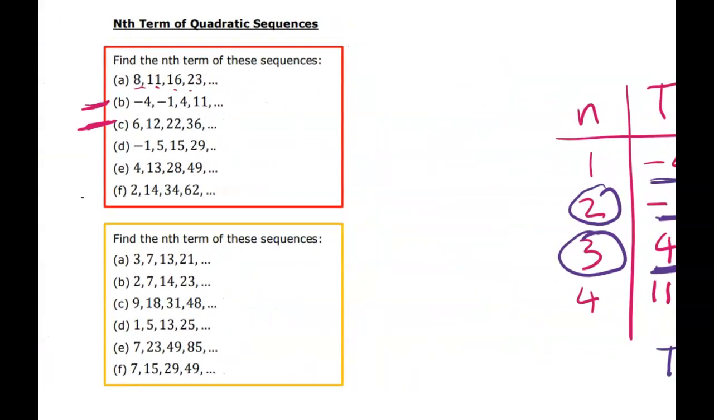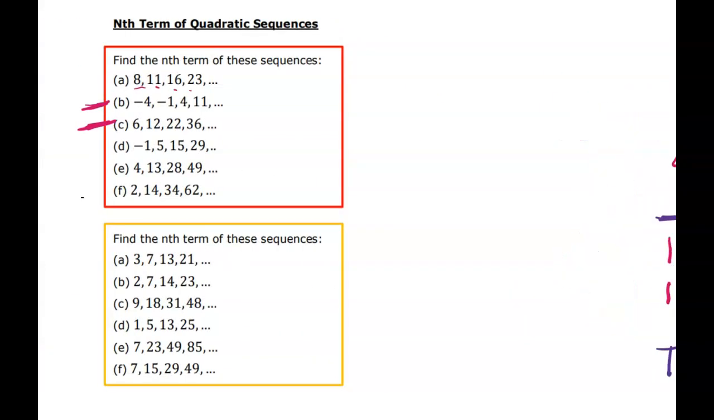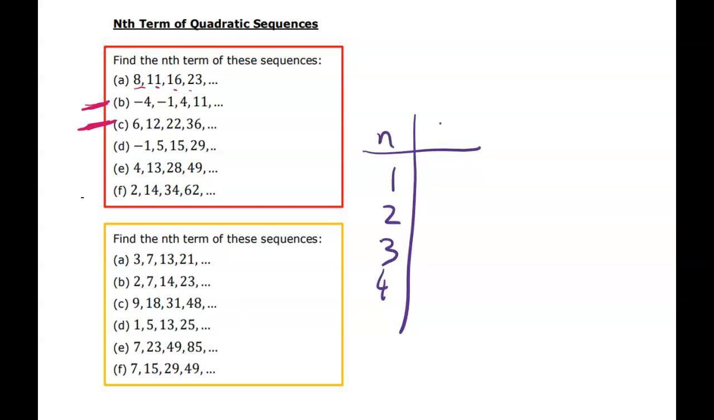The next one has got nicer numbers. No one loves working with negative numbers and patterns. You've got to be a bit careful. Let's try this next one. What have we got? Well, we've got 1, 2, 3, 4 for my pattern number. 6, 12, 22, 36.